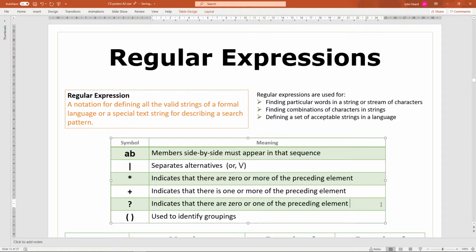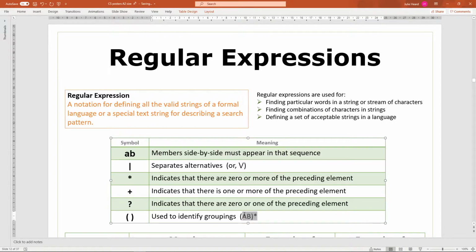Then we've got brackets used to identify groups. Now this one's nice and easy because we're saying if you've got something like, let's go with something easy, A, B, and then I put a star. Notice I did it in capitals this time, completely by accident. So I've got A, B star. So we know what the star means. That's saying 0 or more of the preceding element.